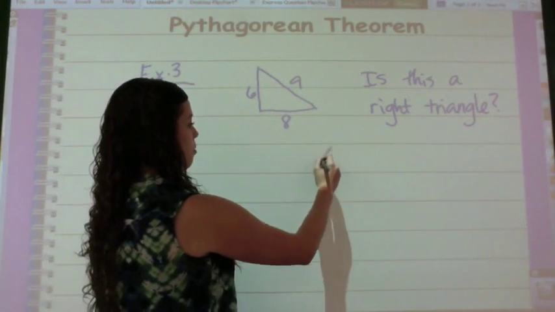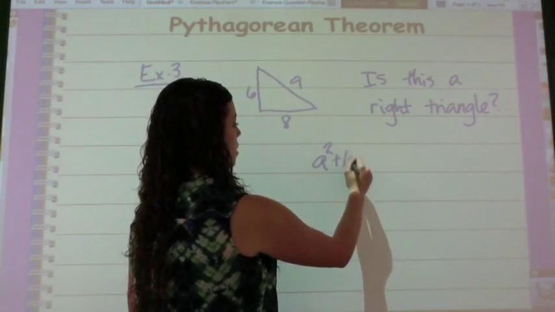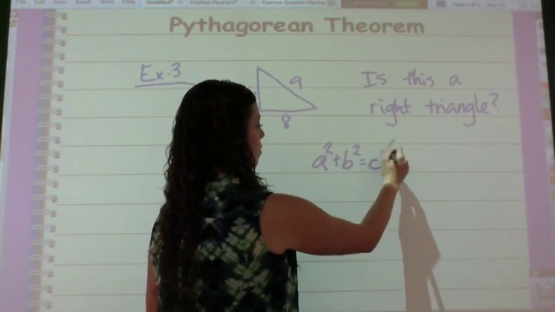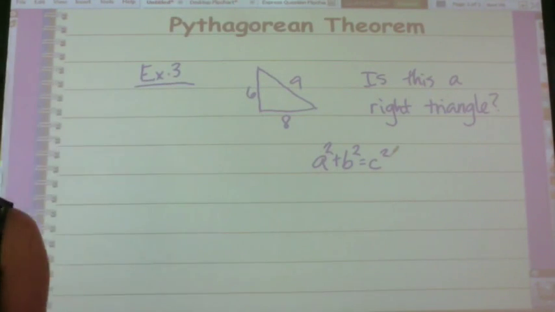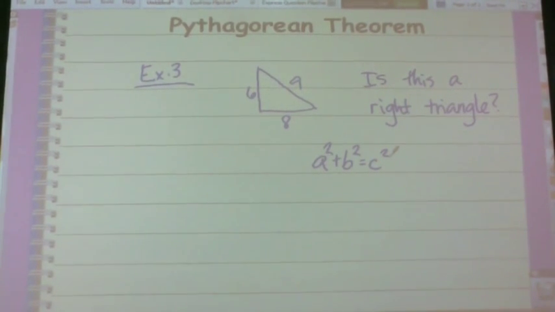So the formula is a squared plus b squared equals c squared. Go ahead and label the triangle as A, B, and C. So my shortest side I'll use as A, middle side is B, and longest side is C, and plug in the values that you know. So I know that this is 6 squared plus 8 squared equals 9 squared.